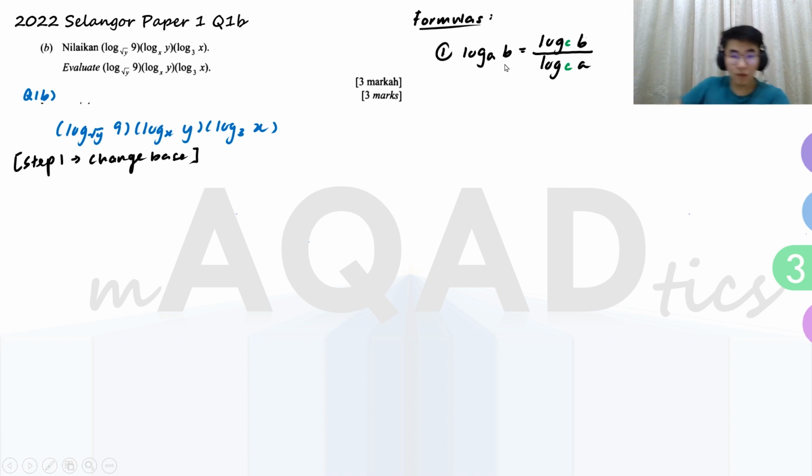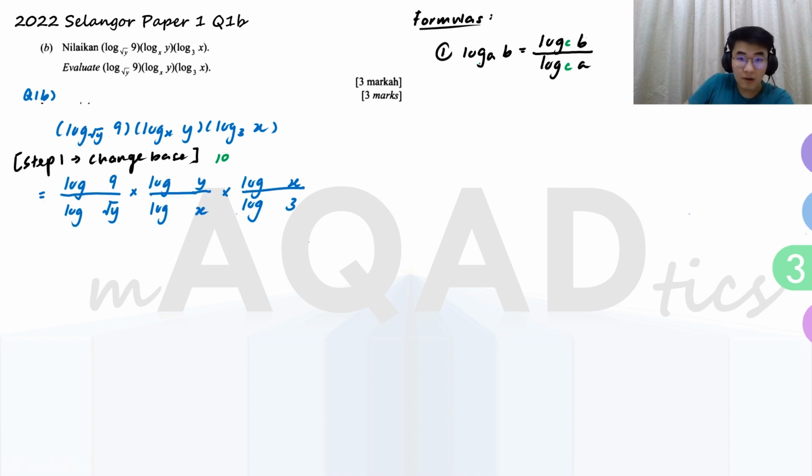Right? So going back to the question, the base that we want to change to will be 10. Okay? Because this base 10 is actually the most common base in logarithms. Right? So here I will apply the first formula and change all the logarithms' bases to 10. And you can see that the old bases, which are square root y, x, and 3, will all appear at the denominator.